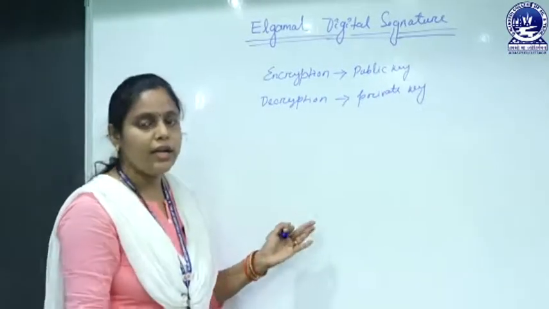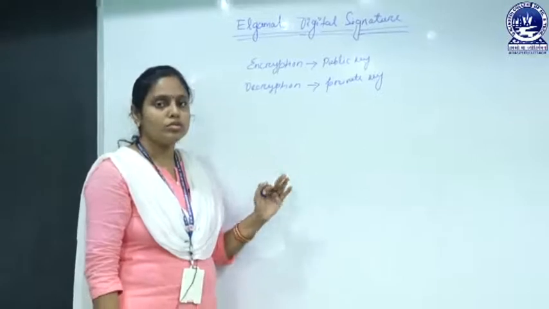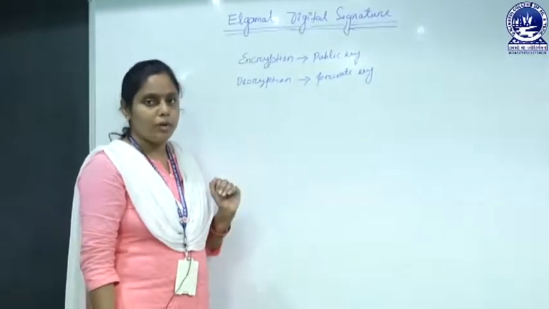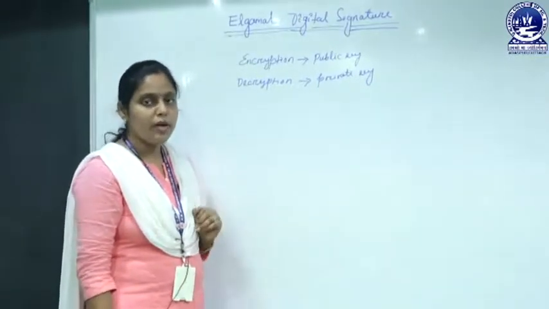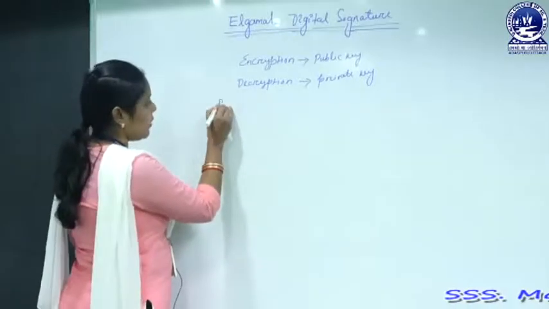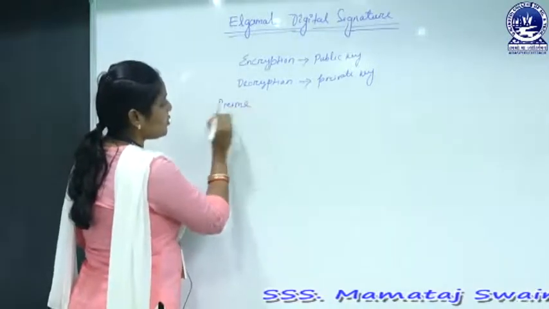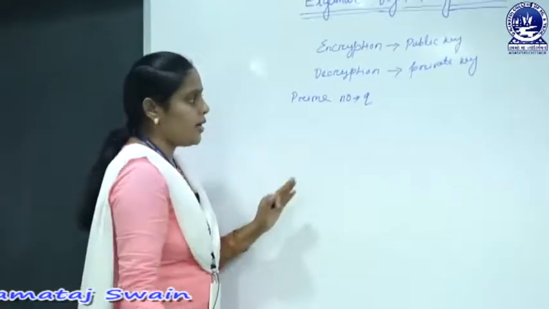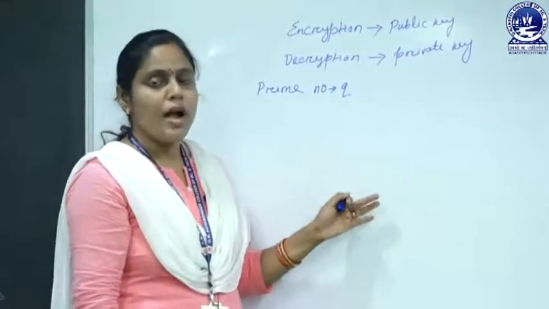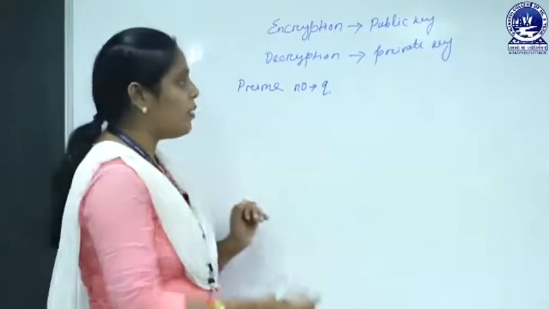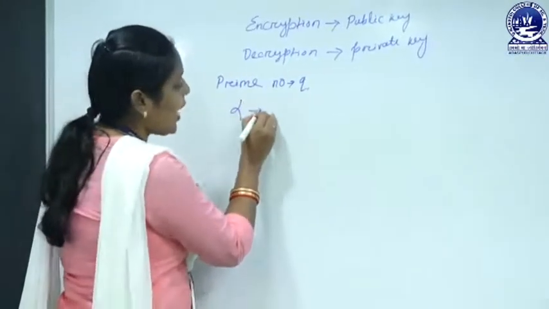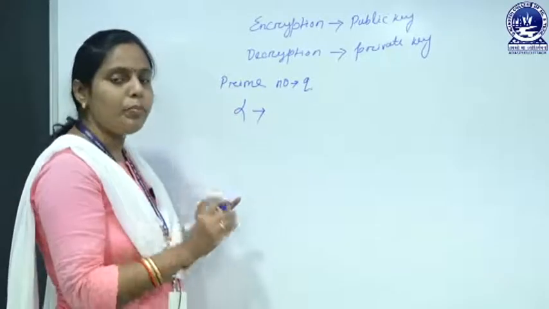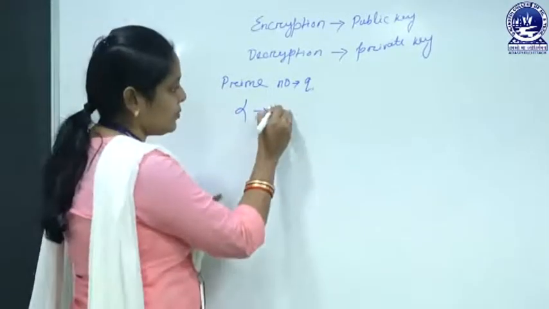Next thing is that here you have to choose one prime number. Suppose that prime number is Q. That means here choose a prime number that is Q, and you have to also choose another integer that is alpha, and alpha is nothing but the primitive root of Q.